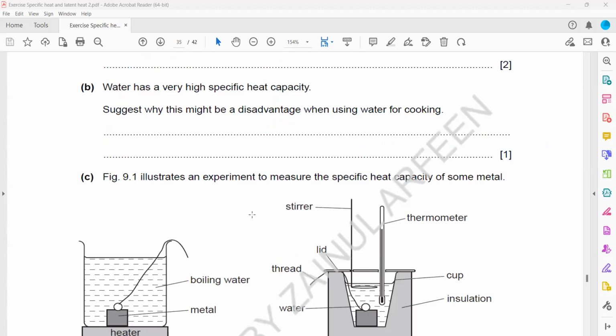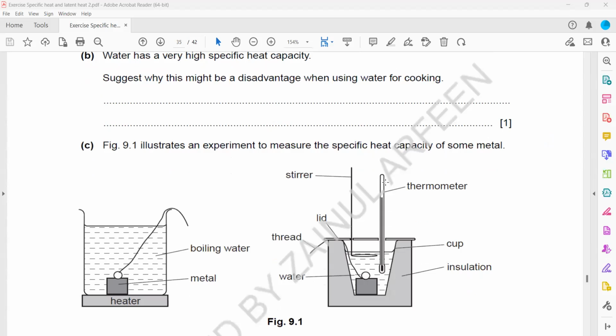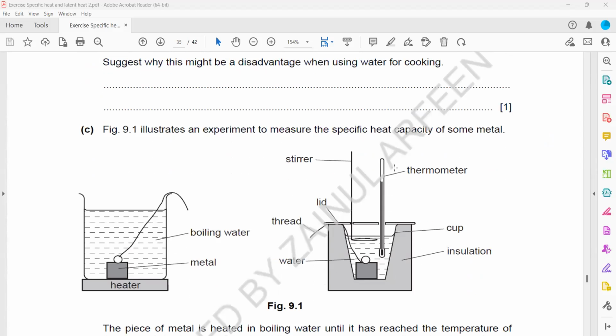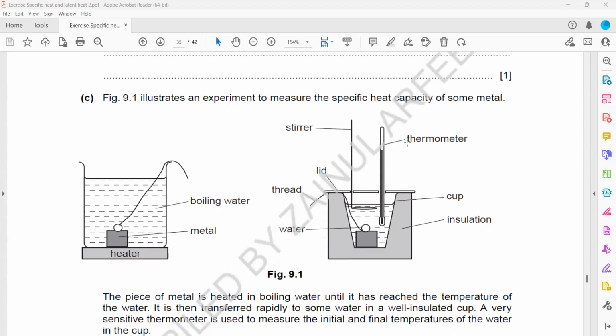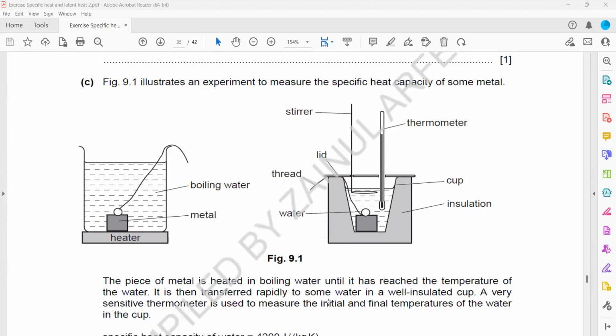Is it clear, the last part? How it can be an advantage or a disadvantage in different situations? Any doubts?